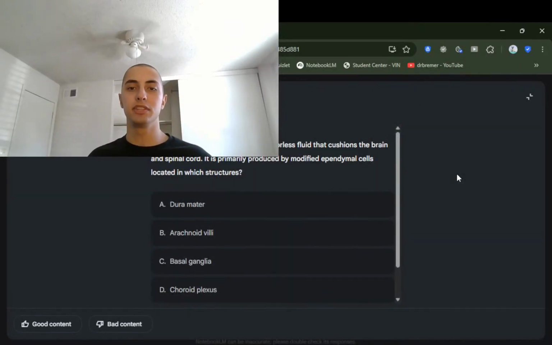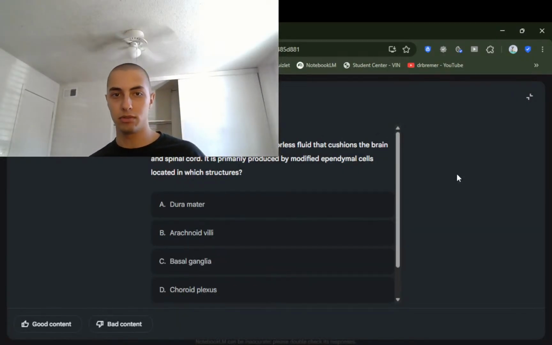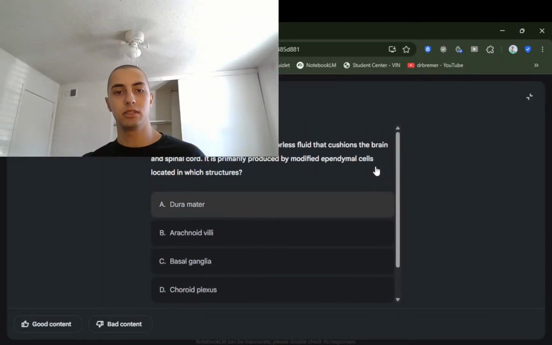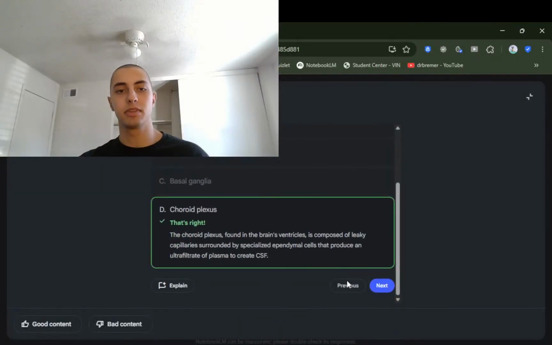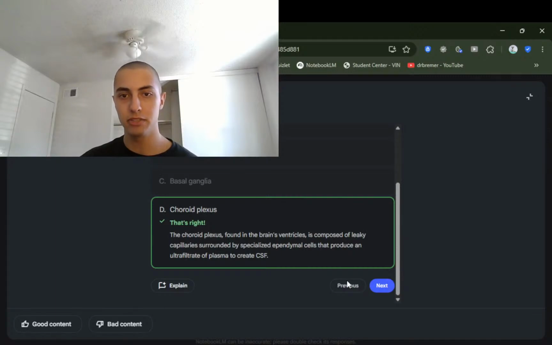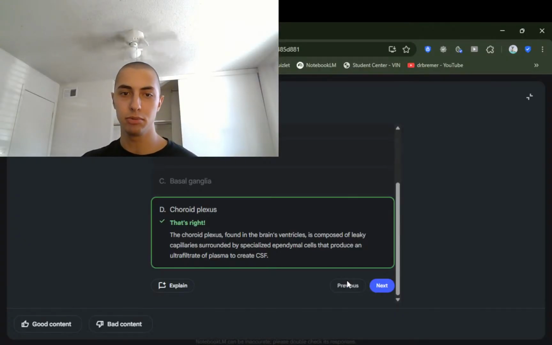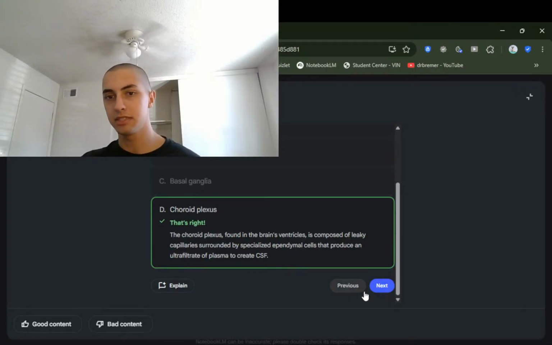Cerebrospinal fluid is a clear, colorless fluid that cushions the brain and spinal cord. It is primarily produced by modified ependymal cells located in which structures? Choroid plexus. The choroid plexus, found in the brain's ventricles, is composed of leaky capillaries surrounded by specialized ependymal cells that produce an ultrafiltrate of plasma to create CSF.